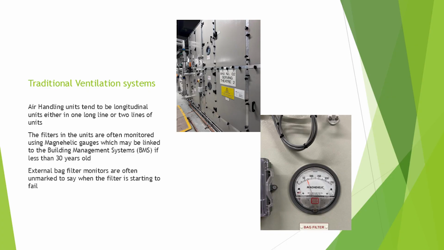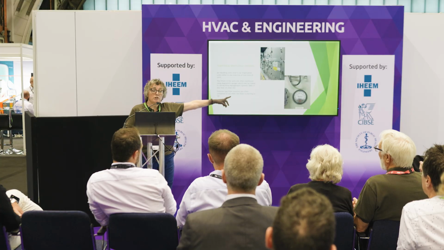That's what I've heard. So here I've put a traditional ventilation system, which is a long unit, possibly with 2 tiers. The filters are often monitored with a magnehelic gauge, shown there on the right, and that should be linked to the building management system if it's less than 30 years old, or it might just be standalone. That magnehelic gauge picture is there on purpose.